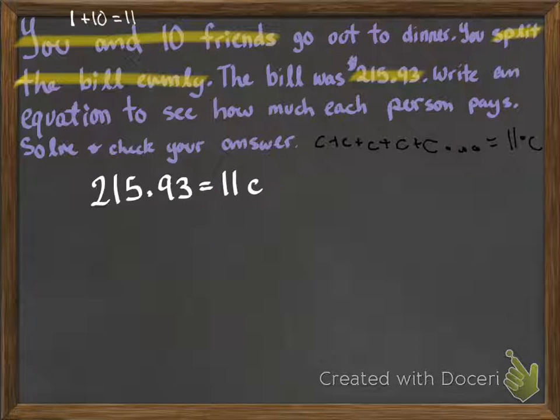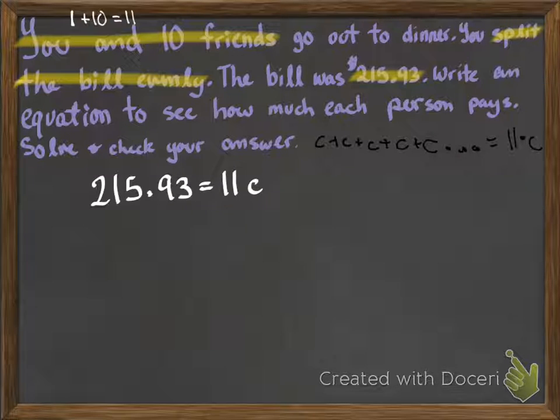All right, you'll notice that I mentioned that when you split something up evenly, that's division, and the division you're going to see in a second. You have to think about a problem conceptually. It wouldn't make sense to do 11 divided by C, because that would be your number of people divided by the cost per person, which doesn't make sense.